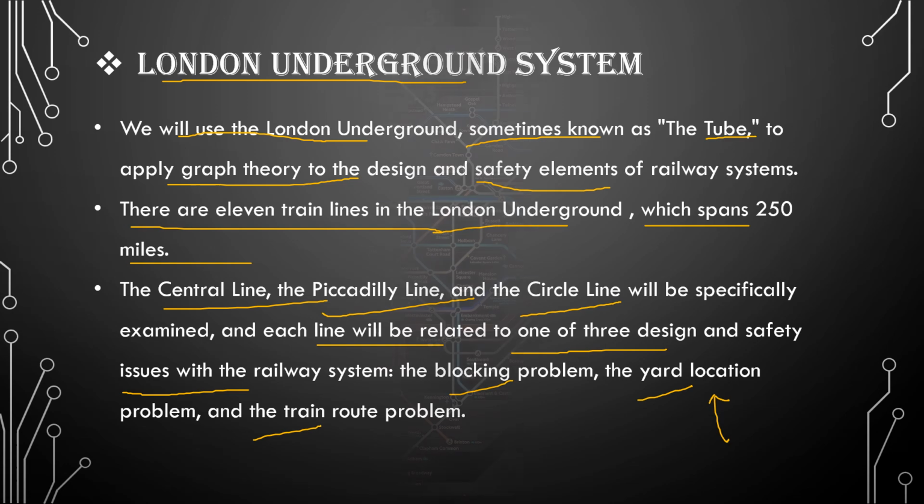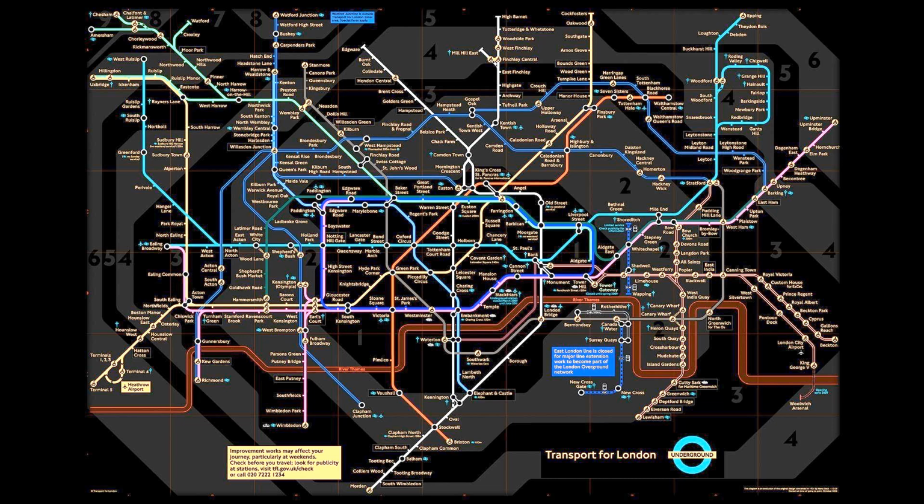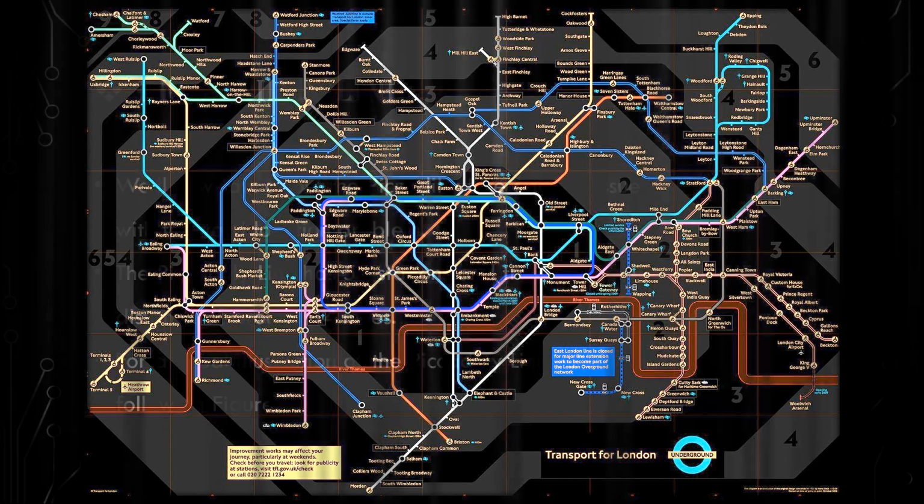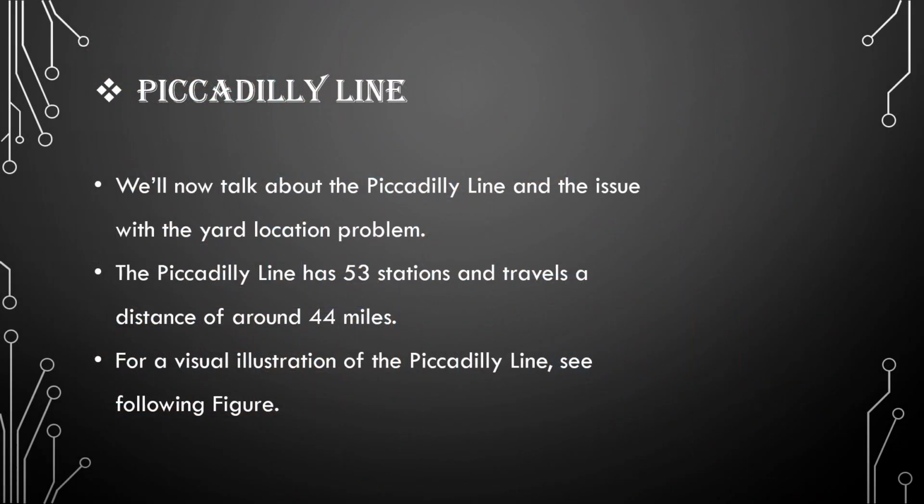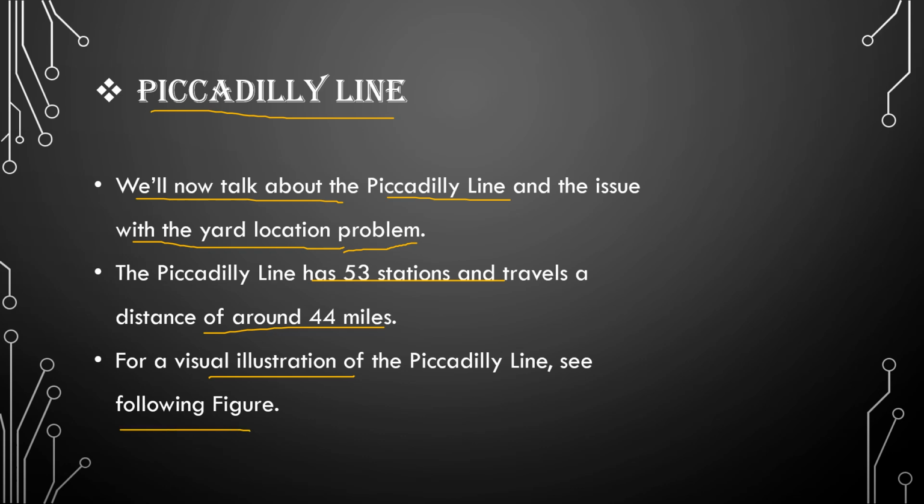Let us move to the next slide. This is the figure of the London Underground system. Let us move to the next one, the Piccadilly line. We will now talk about the Piccadilly line and the yard location problem, that is, the solution of the yard location problem. The Piccadilly line has 53 stations and travels a distance of around 44 miles. For a visual illustration of the Piccadilly line, see the following figure.